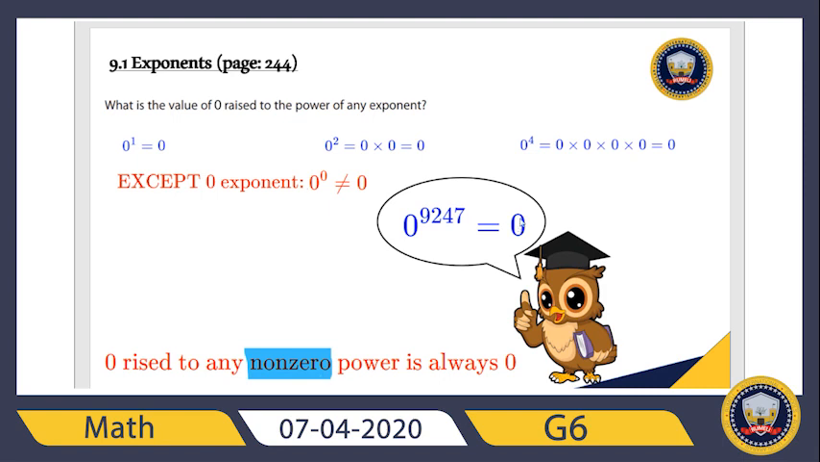But be careful, here we have an exceptional case. The number here, or your exponent, shouldn't be 0. It should be 1, 2, 4, 5, 6, any number. If it is 0, then 0 to the power of 0 is not equal to 0. Okay? Be careful of this. So 0 raised to any non-zero power, which means your power is not 0, is always equal to 0.